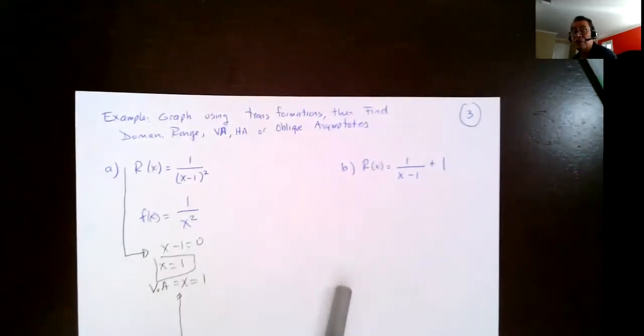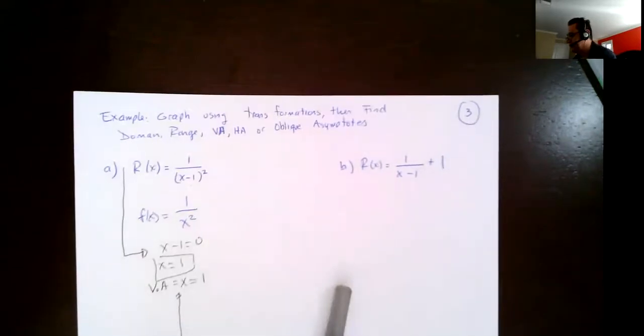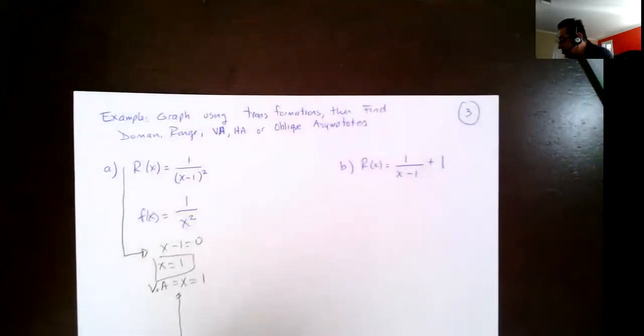Remember, vertical asymptotes are values that make the function undefined. How do you find those values? Make the denominator equal to 0 and solve for x. Okay, that's how we find the vertical asymptotes. So if we want to graph the vertical asymptote, let's graph it at x equals 1.